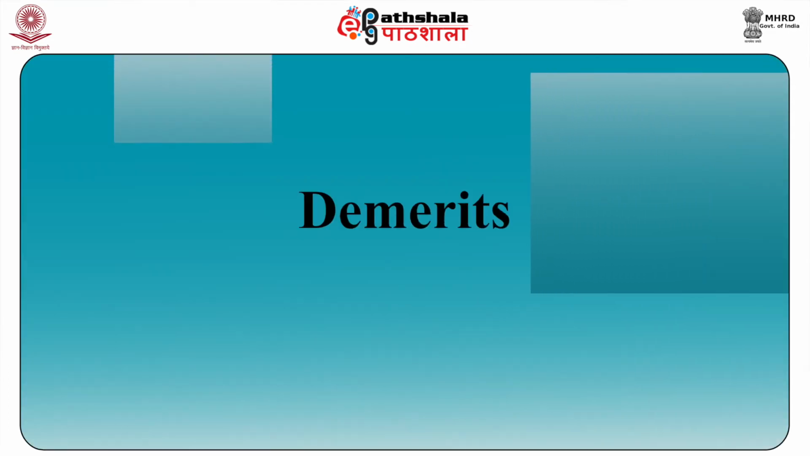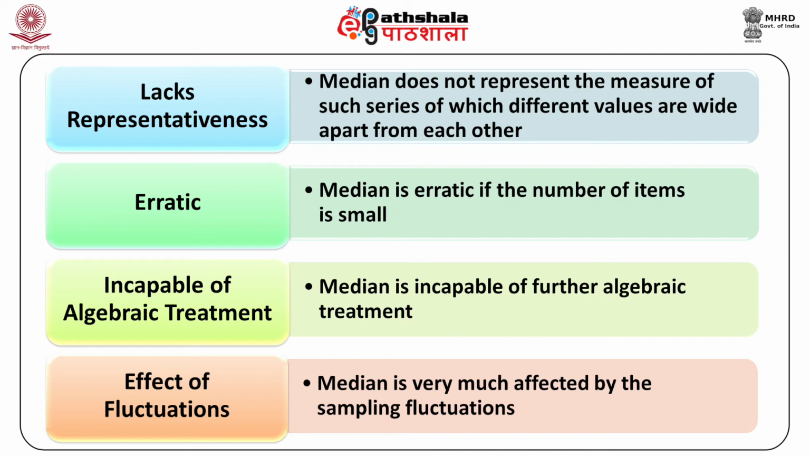Now let us look at the demerits. Median suffers from the following limitations. Number 1, lacks representativeness. Median does not represent the measure of such series of which different values are wide apart from each other. Erratic. Median is erratic if the number of items is small. Incapable of algebraic treatment. Median is incapable of further algebraic treatment. Effect of fluctuations. Median is very much affected by the sampling fluctuations.